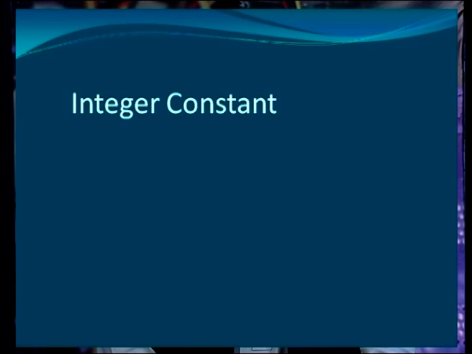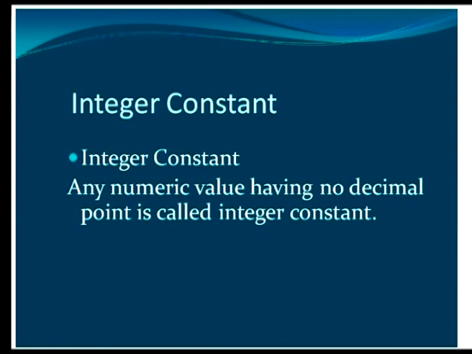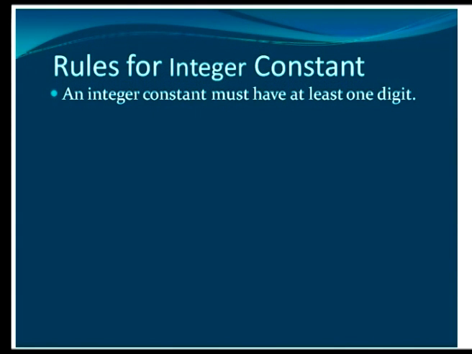What are integer constants? Any numeric value having no decimal point is called an integer constant. For example, 5, minus 896, plus 456, etc. There are some rules for integer constants. An integer constant must have at least one digit. It must not have a decimal point.